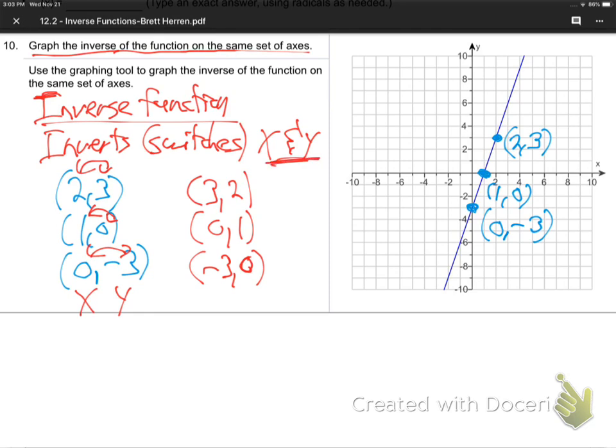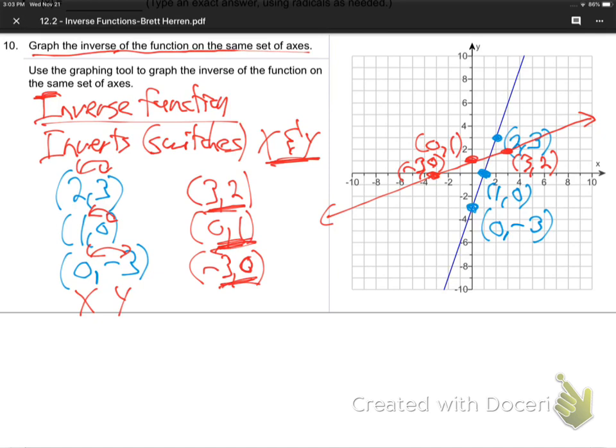It switches x's and y's. Now put these dots on the graph and connect them. They'll be the inverse function. So 3, 2, that's over 3 up 2, it's right here. Here's 3, 2. And 0, 1, over 0 up 1, that's right here. And minus 3, 0, that's right here. Wait a minute, that's not looking... Oh yeah, I guess that's right. Minus 3, 0. Connect those. There it is. There's the inverse function.